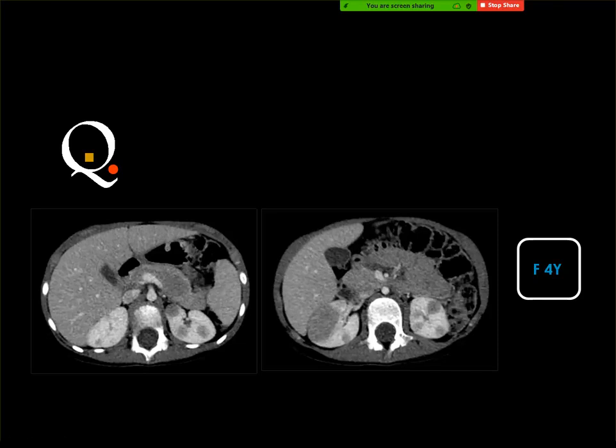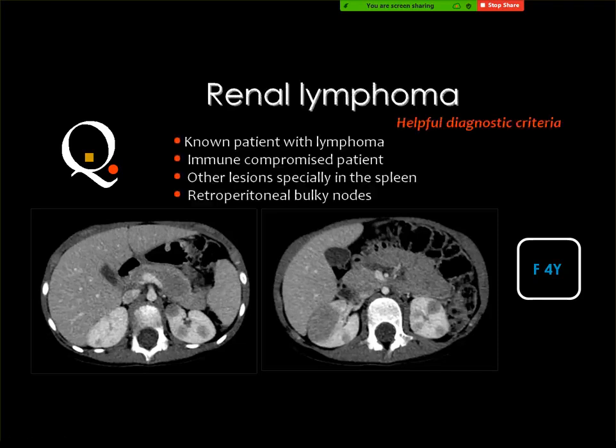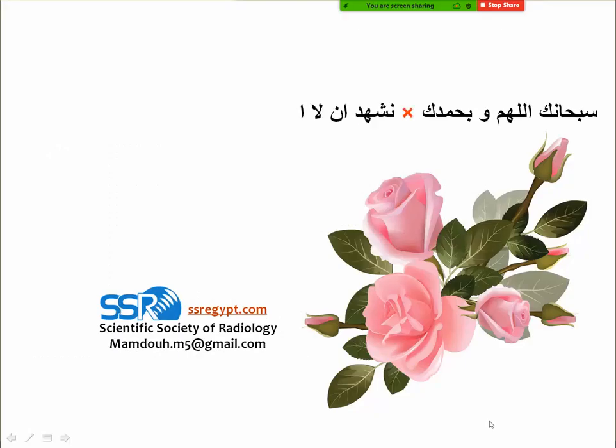Renal lymphoma. Yes, very good. And this is bilateral. This is a child with bilateral solid renal masses, and you see there is also a mass in the tail of the pancreas. This is lymphoma. Criteria helpful for the diagnosis of renal lymphoma are: number one, the patient is known to have lymphoma; number two, the patient is immune compromised; number three, other lesions, especially in the spleen; number four, retroperitoneal bulky lymph nodes.